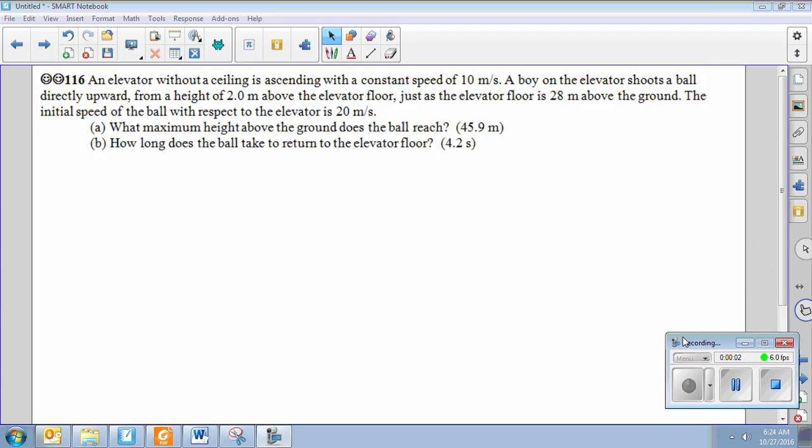All right, here we go. This is problem 116 out of chapter 4 of the Halliday and Resnick textbook.